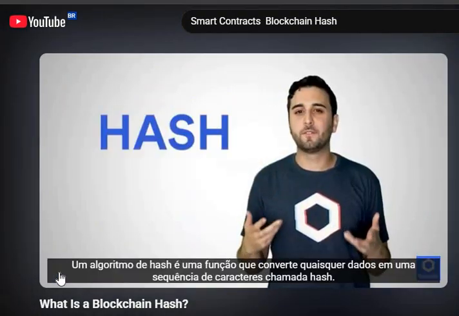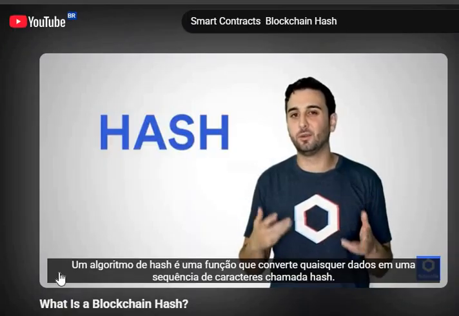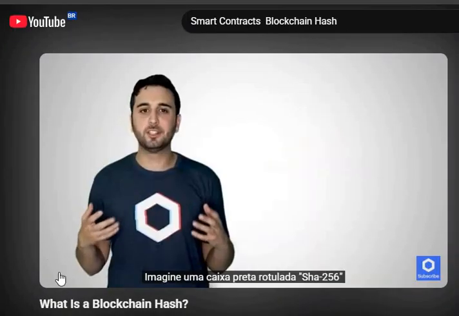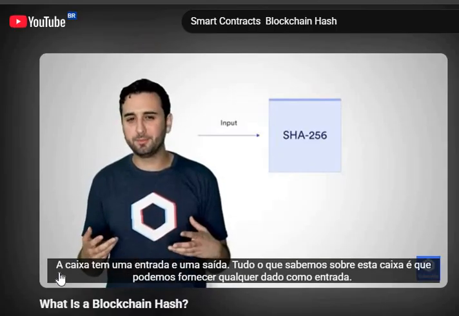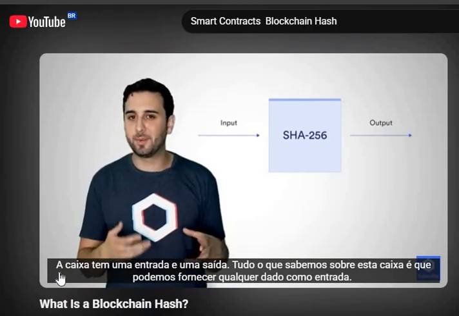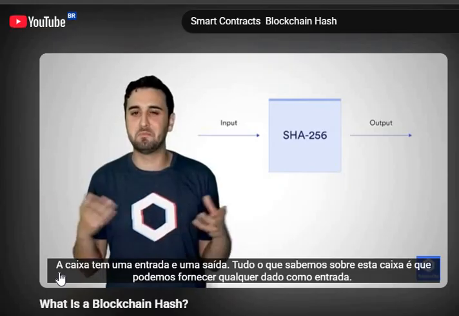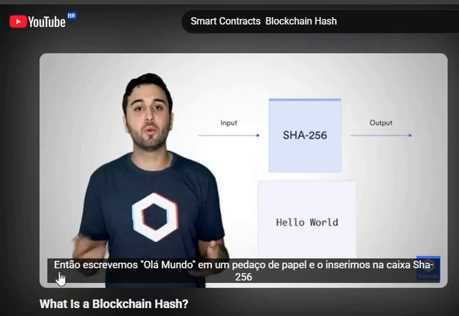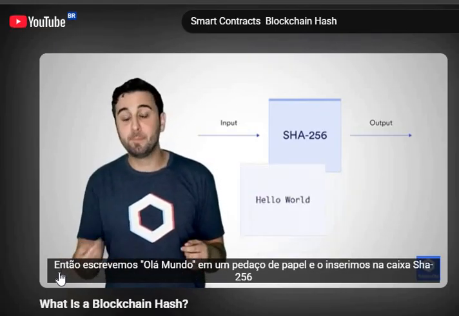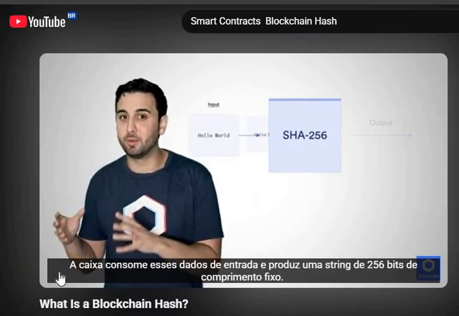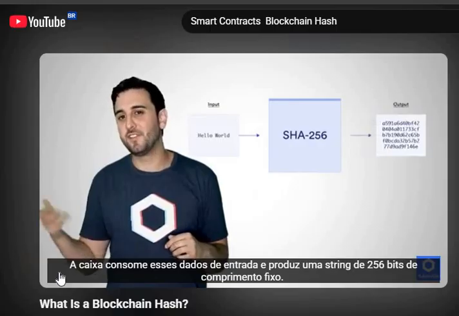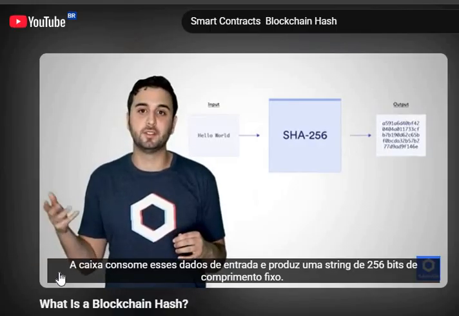A hash algorithm is a function that converts any data into a string called a hash. Imagine a black box labeled SHA-256. The box has an input and an output. All we know about this box is that we can supply the input with any data. So we write "Hello World" on a piece of paper and input that into the SHA-256 box. The box consumes this input data and outputs a fixed length string of 256 bits.